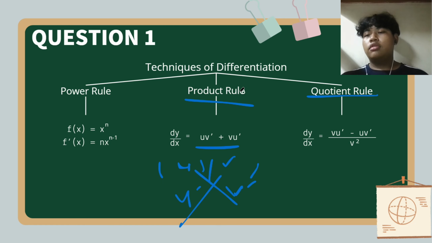Next one is the quotient rule. The quotient rule is the same, but the format is changed a bit, and the v will be squared.